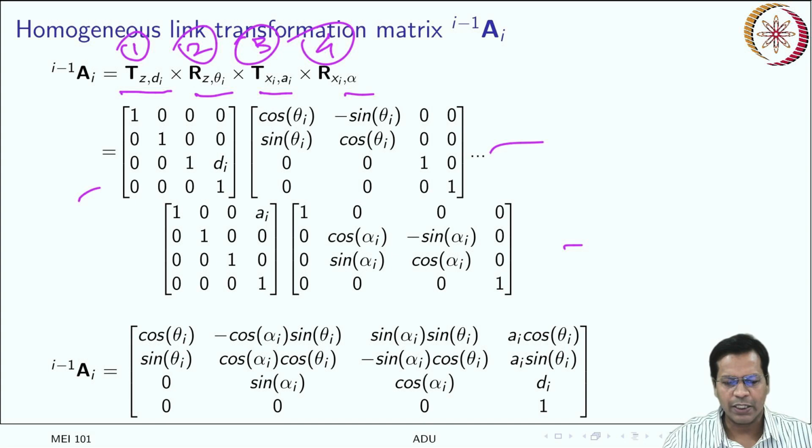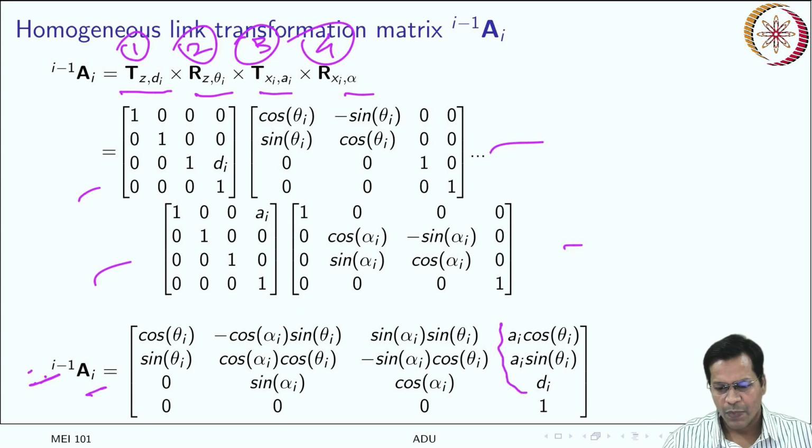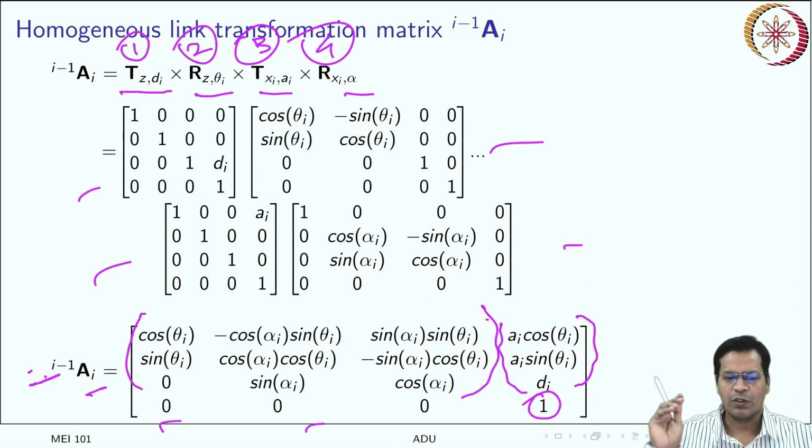If you put them all together, finally you will get a linked transformation matrix, a homogeneous matrix, which says i minus 1 to i. It will take you from location i minus 1 to i. So this is the relative location of the ith frame, and this is your orientation change. As usual this is 1, these are 0. So this is your homogeneous transformation matrix. So this is your link transformation matrix.